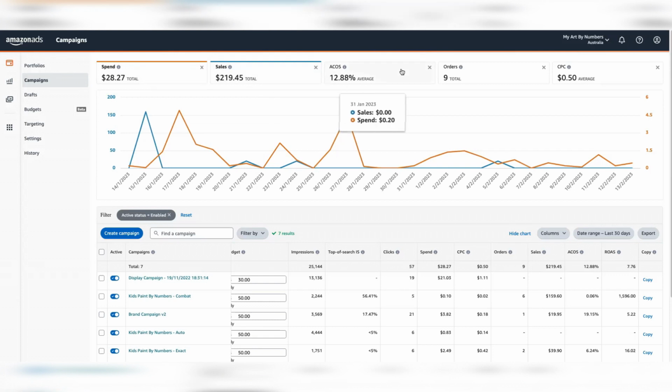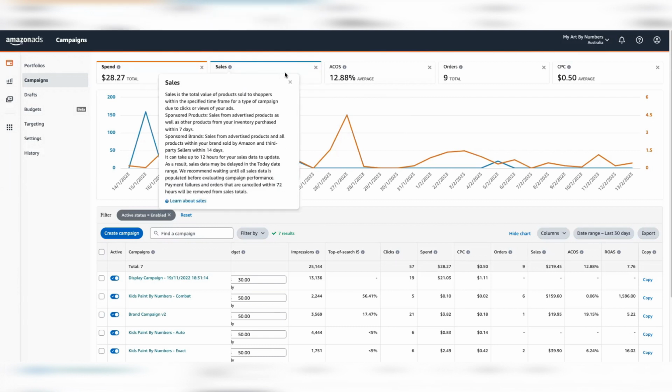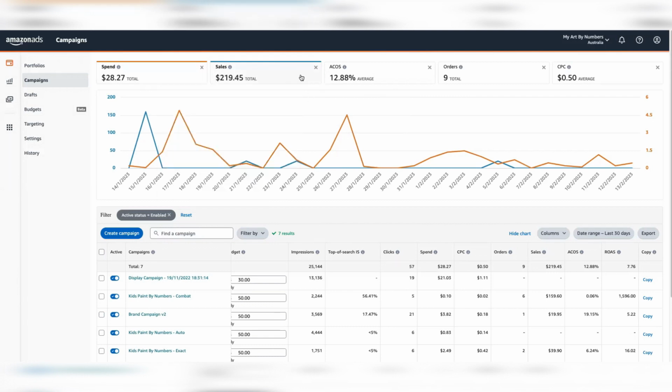And then the main one that most people talk about when they're doing Amazon PPC is ACOS. That's short for advertising cost of sales. It's your ad spend, this one here, divided by your sales, or your PPC sales, and reflected as a percentage. So that's your ACOS there.